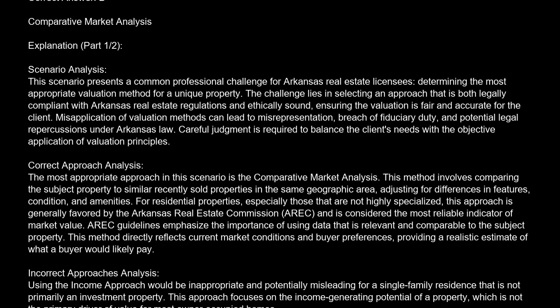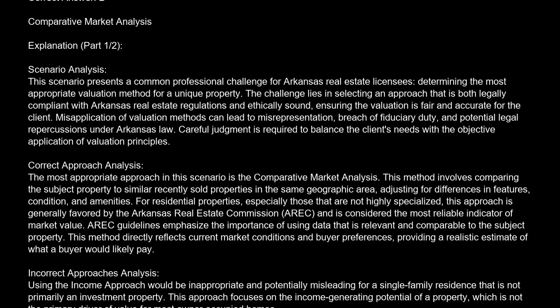Explanation: scenario analysis. This scenario presents a common professional challenge for Arkansas real estate licensees, determining the most appropriate valuation method for a property. The challenge lies in selecting an approach that is both legally compliant with Arkansas real estate regulations and ethically sound, ensuring the valuation is fair and accurate for the client. Misapplication of valuation methods can lead to misrepresentation, breach of fiduciary duty, and potential legal repercussions under Arkansas law. Careful judgment is required to balance the client's needs with the objective application of valuation principles.